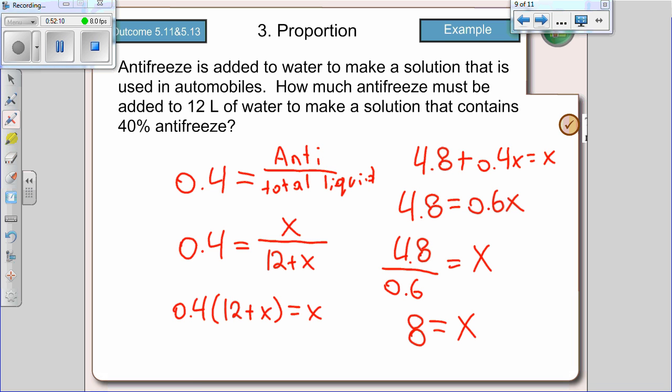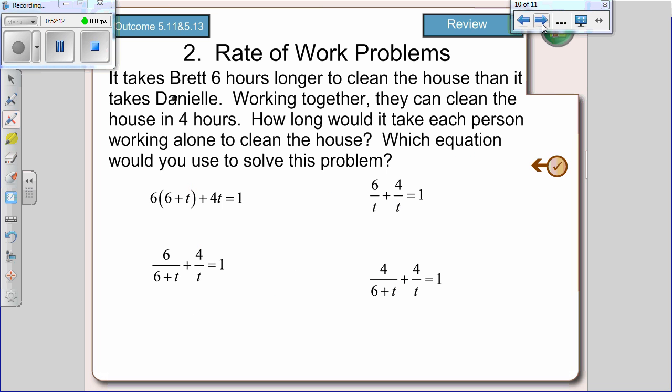It takes Brett 6 hours longer to clean the house than it takes Danielle. Working together, they can clean the house in 4 hours. How long would it take each person working alone to clean the house? Which equation would you use to solve this problem? Okay, let's go through it together.